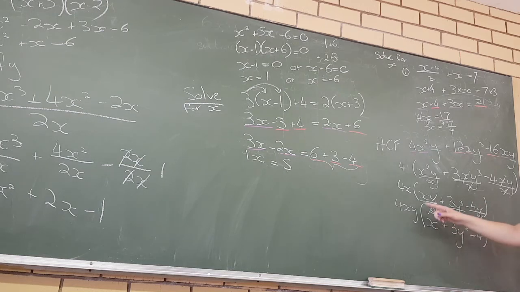Now I take out my y's, so I look at my y with the smallest exponent. That is y to the 1, because when there's no exponent, that means it's to the 1. So I divide everything by y. I take y out, put it outside the bracket, and divide everything by y. So xy divided by y gives me x. 3y cubed divided by y gives me 3y squared. 4y divided by y gives me 4.